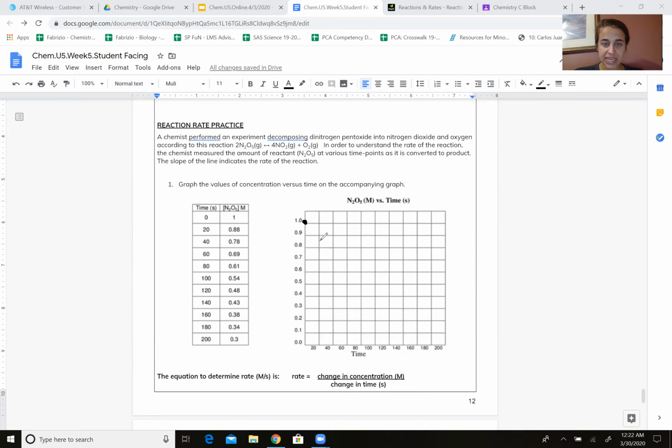We're at about an 88.88. So we're about right around here. At 40, we're at 0.78. So keep going, and then you guys should draw a line in order to see what the reaction is for this part. So pause the video now so you can do that.